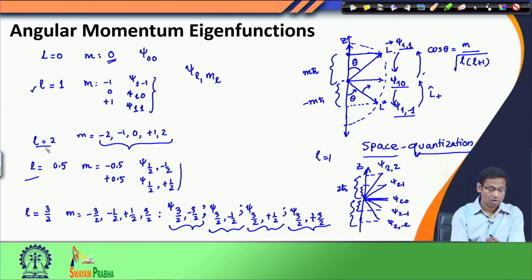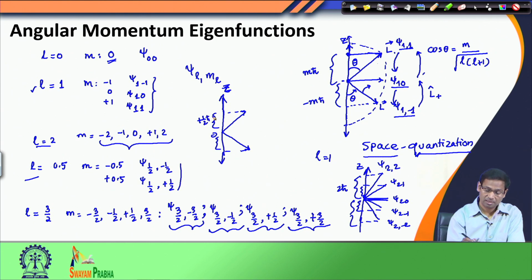When L is 0.5, I simply have 2 possible orientations. This is my z axis, this is 0. This is plus half h bar, this is minus half h bar. So, different particles would have different angular momentum.